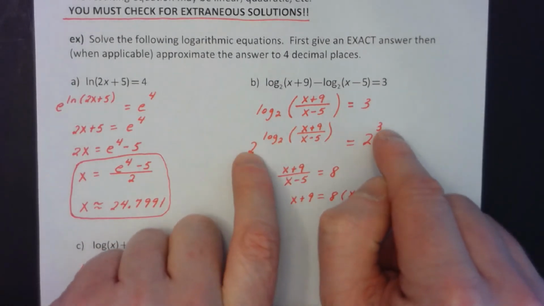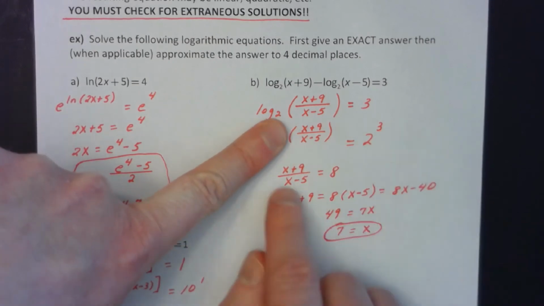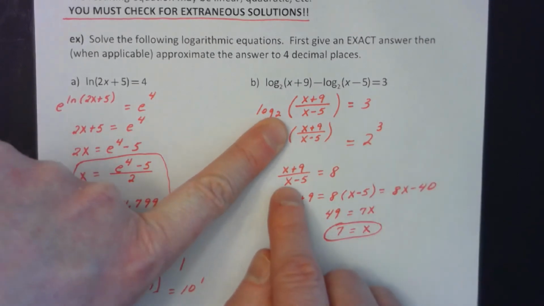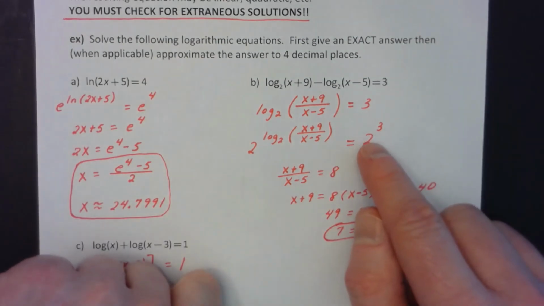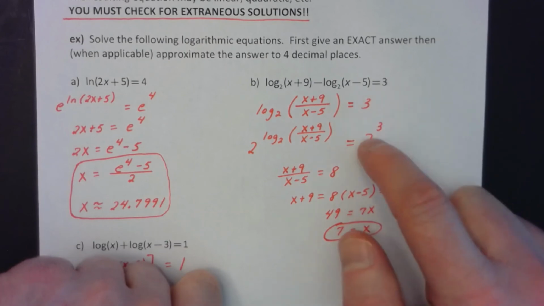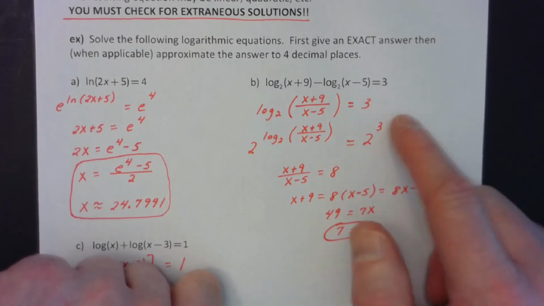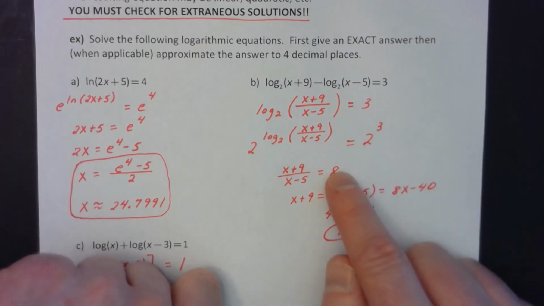I have exponential base 2, log base 2. Those are inverse functions. They cancel. Your left-hand side is just going to be x plus 9 over x minus 5. Your right-hand side was 2 raised to the third power, since this side had to go into the exponent of a 2 as well. Obviously, those don't cancel, but you can evaluate. 2 raised to the third power is 8.